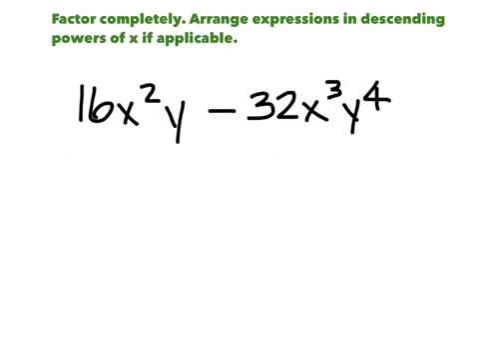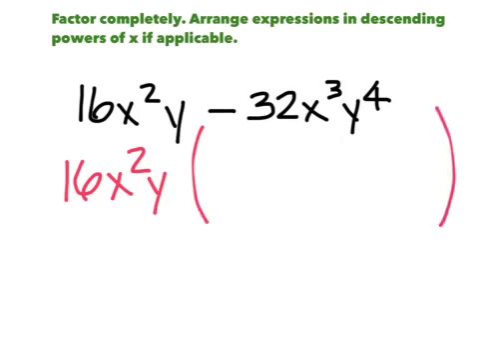The greatest common factor that will come out of this expression is going to be 16x squared y. 16 times 1 is 16. Do I write anything? No. At least not yet. X squared times 1 is x squared. Do I write 1 now? No. Y times 1 is y. Do I write a 1 now? Yes, because I have nothing else.